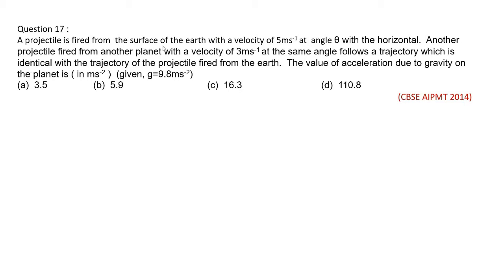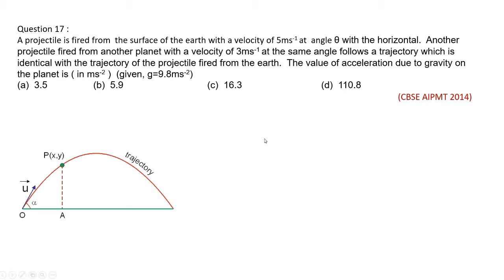A projectile is fired from the surface of the earth. So there are two projectiles. One projectile from the surface of the earth, another projectile from the surface of another planet with different velocities of projection. From the earth 5 meters per second, from the planet 3 meters per second, but the angle of projection is the same, and the trajectory is also the same. Let's say that this is the trajectory. Trajectory means the path. That means the same trajectory equations can be applicable for both the projectiles' path.